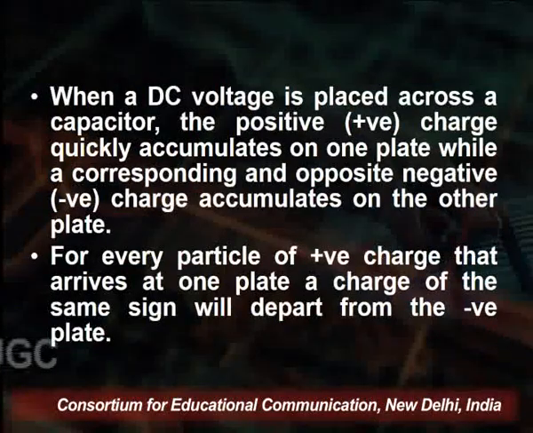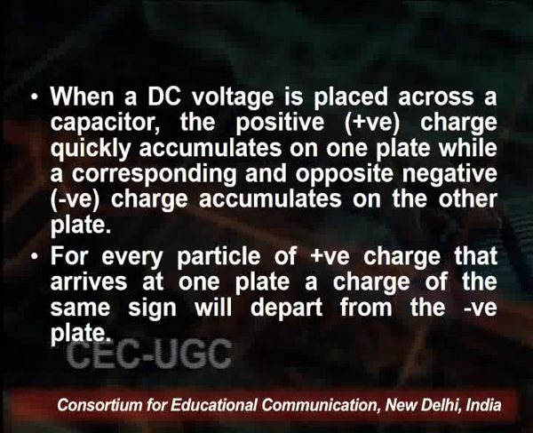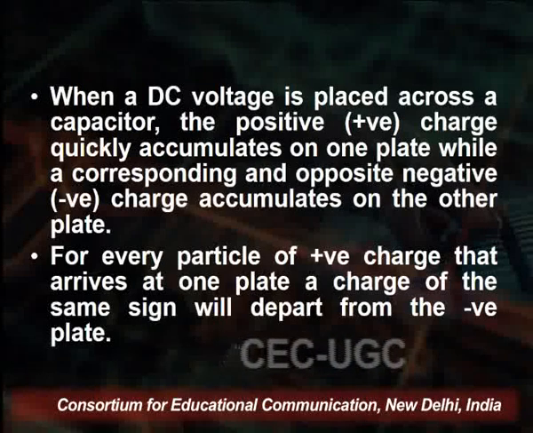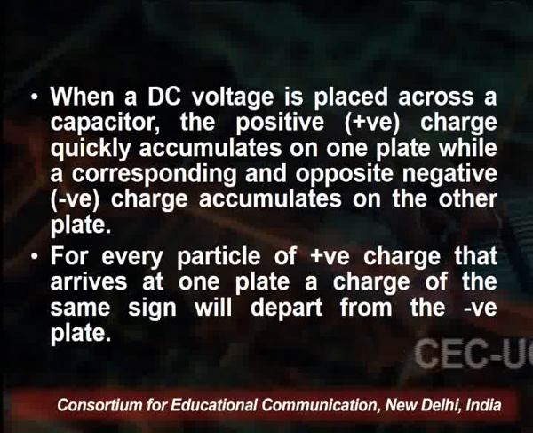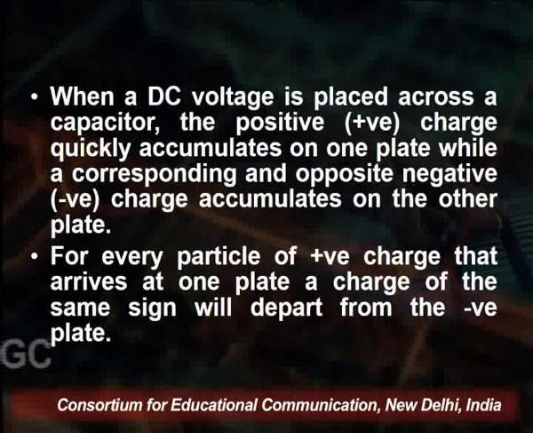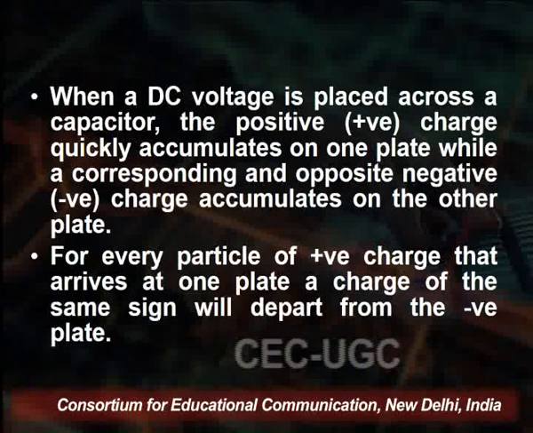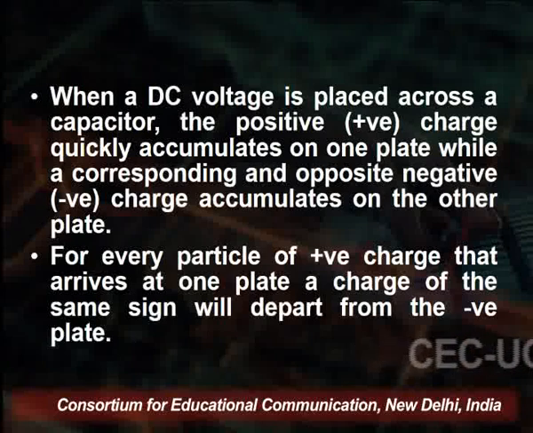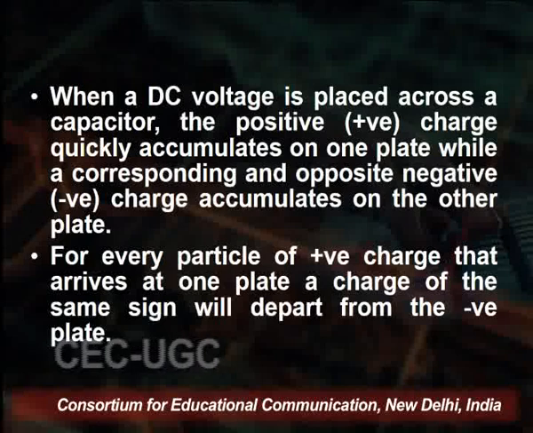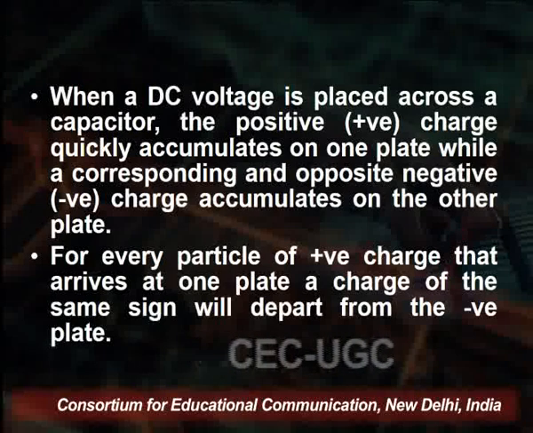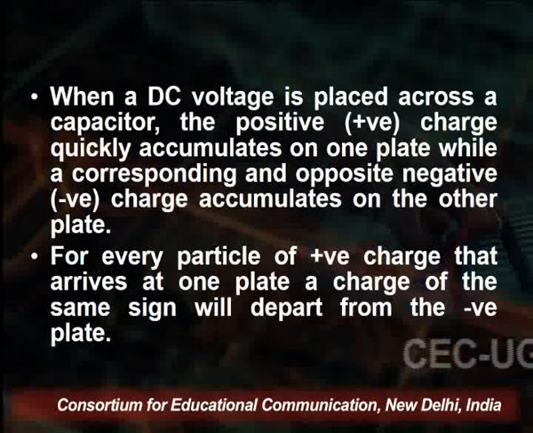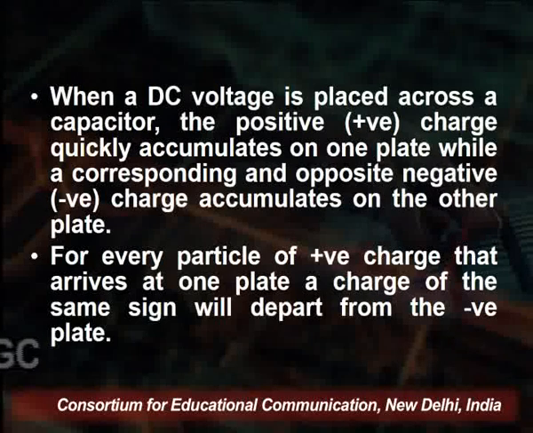Now when a DC voltage is placed across the capacitor, the positive charge quickly accumulates on one plate, while the corresponding opposite negative charge accumulates on the other plate. It means the number of positive charges must be equivalent to the number of negative charges, separated with one positive charge on one plate and another negative charge on the other plate. For every particle of positive charge that arrives at one plate, a charge of the same sign will depart from the negative plate.